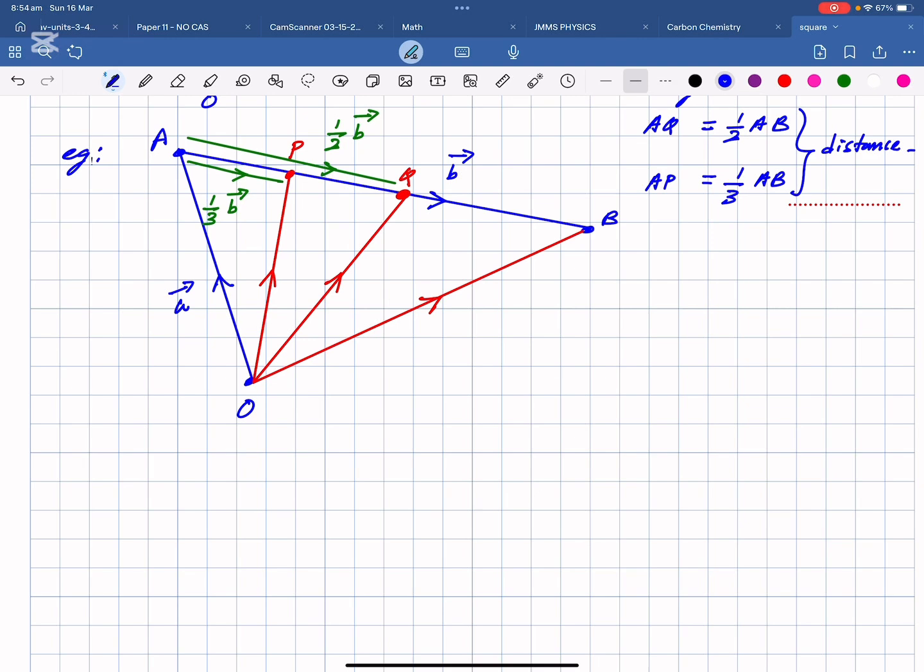suppose you need to find OP vector, right? Can I do this? If you want to find this vector plus this small part is equal to this vector. Easy, eh? So I'm going to write OP vector is equal to OA plus AP. This is again vector addition. So OA is A, AP is 1/3 of B.